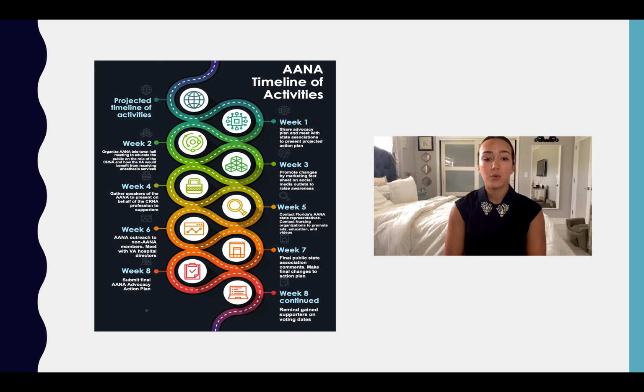During week 3, we plan to promote changes by marketing our fact sheet on social media outlets and raising awareness through our marketing strategies. Week 4, we plan to gather speakers of the AANA to present on behalf of the CRNA profession to our supporters in order to get more information out and continue to advocate for the positions of our profession. And week 5, we plan to contact Florida's AANA state representatives.